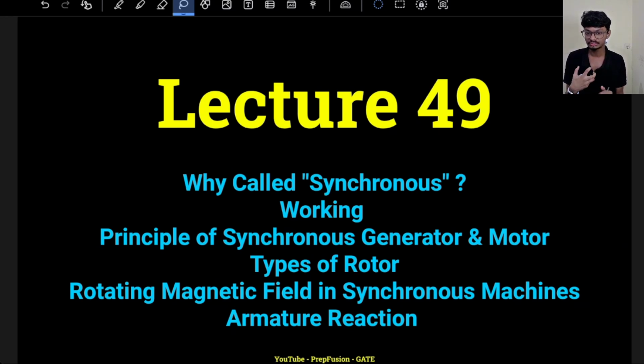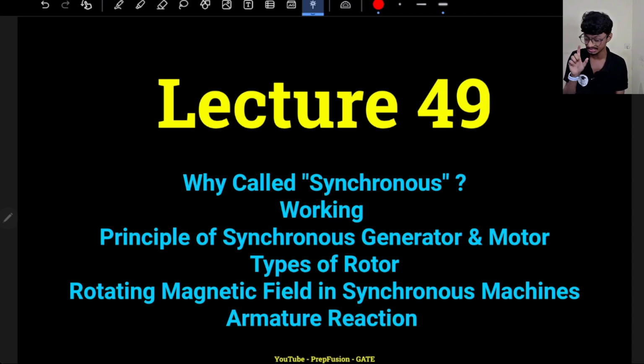It is quite similar to the induction motor, but there is a big difference here. Today we will discuss why it is called synchronous. Why was the induction motor called an induction motor? It was called induction motor because the energy transfer was happening through induction, correct? And it was a motor because it is giving some mechanical power output. Now why is it called synchronous here? That kind of doubt you might have. So we will learn about that, and also we will learn about the working principle of synchronous generator and motor, and different types of rotor in a synchronous machine.